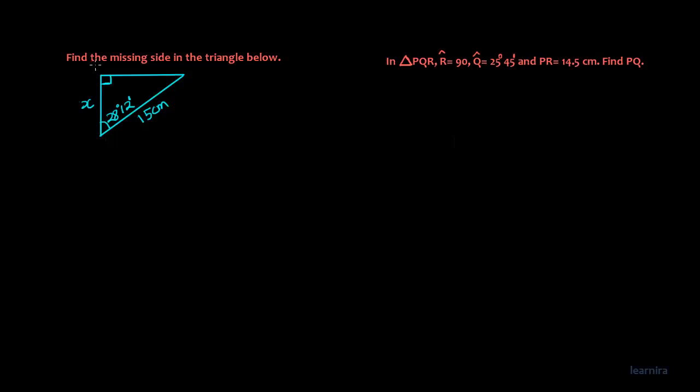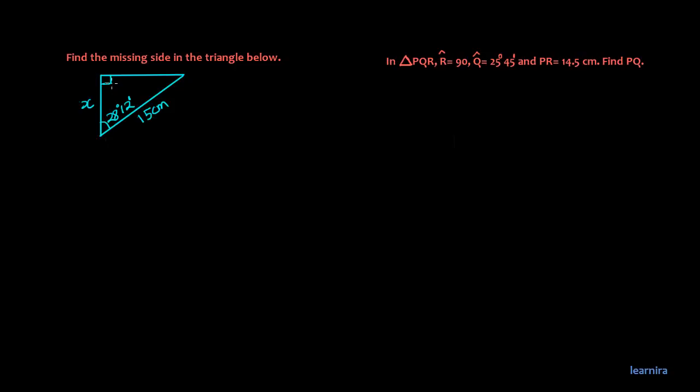Now this question says find the missing side in the triangle below. Now to find the missing side, which is x here, this side, we need to identify which particular trigonometric ratios we are going to use here. To do that, the first thing we need to do is to identify the sides we are given.